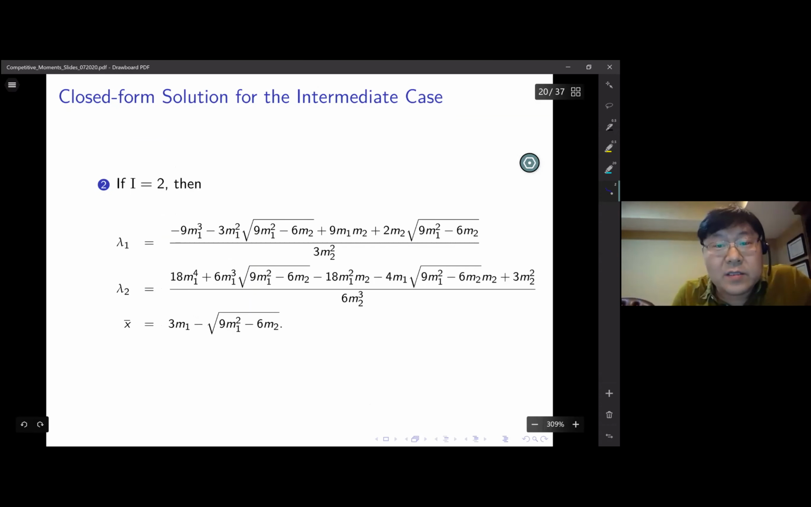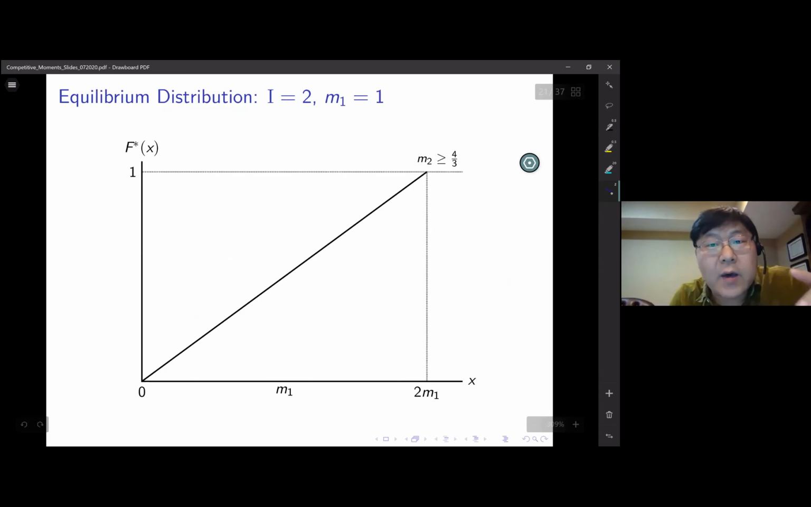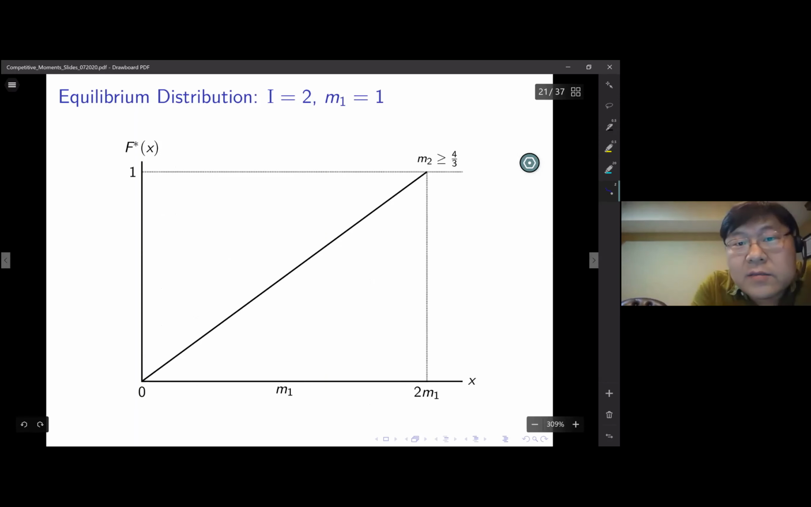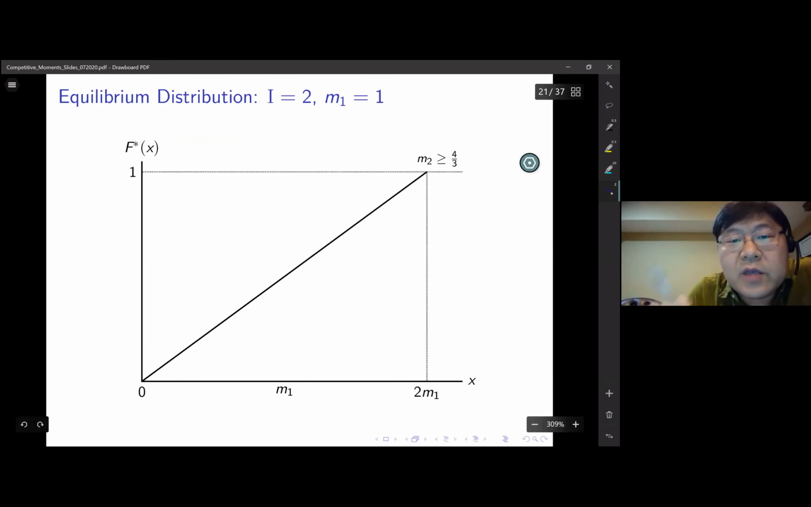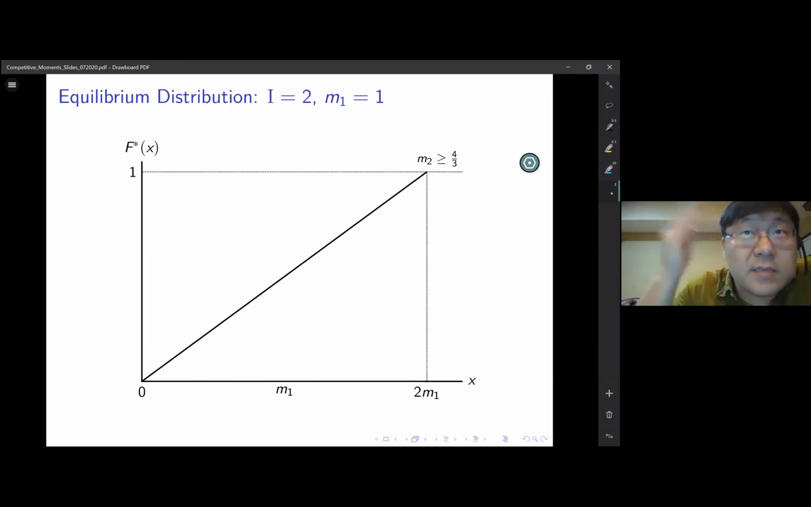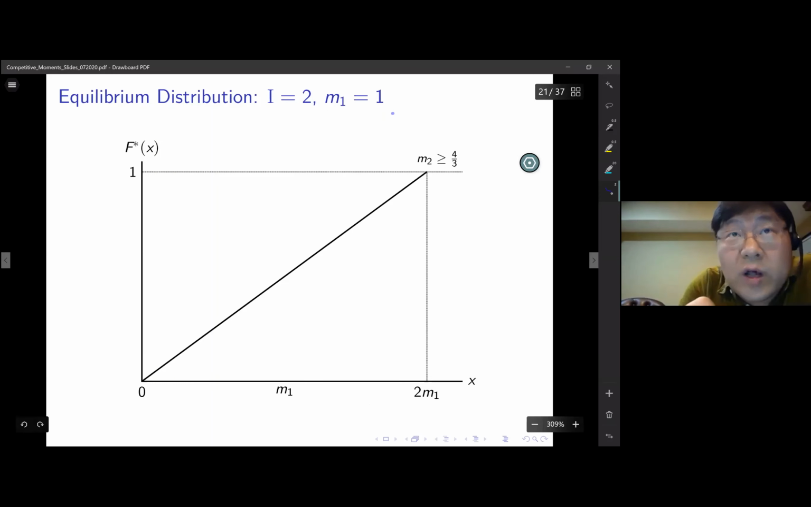All right, so let me show you some figures, how the equilibrium distribution moves as we change M2. This is the case where there are two players, so I is equal to 2. Recall that we had F star to the I minus 1, and when there are two players, that is equal to just F star. And let's normalize M1 to 1.